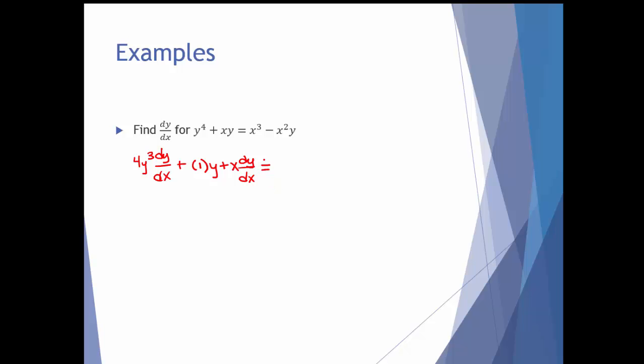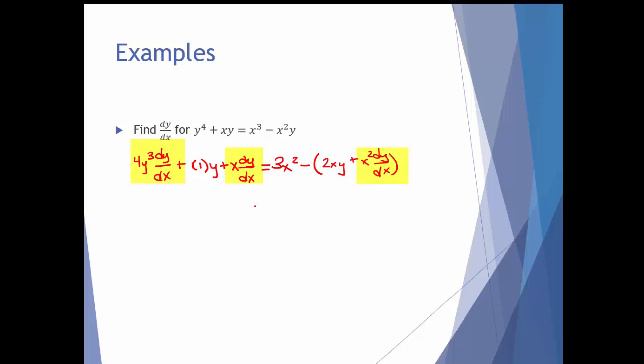Then we take the derivative of the right side. The derivative of x cubed with respect to x is just 3x squared minus x squared times y. That's again a product, so we have to use product rule to take its derivative, and the subtraction sign in front applies to all the terms that come after. So I'm going to open up a set of parentheses. So the derivative of x squared with respect to x is 2x times y plus x squared times the derivative of y with respect to x.